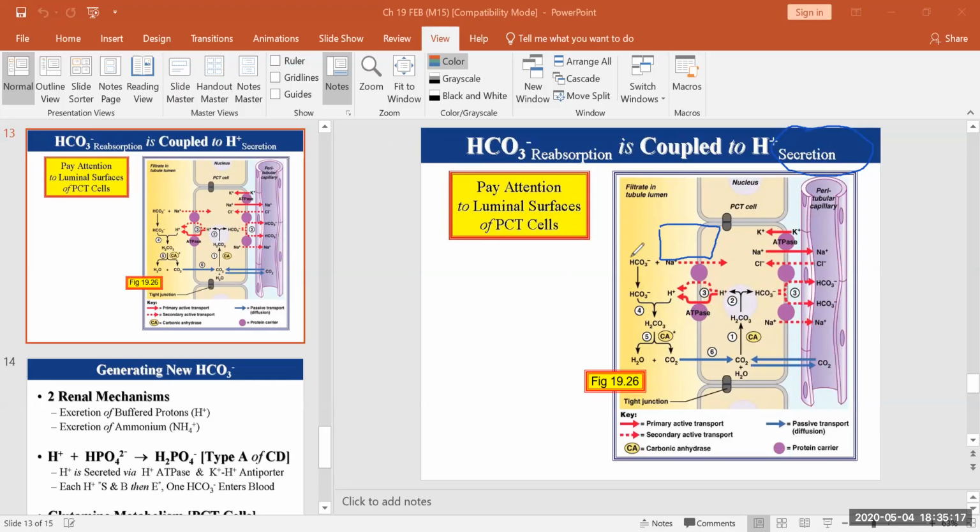Now, you have bicarbonate here, and this is at the PCT. So we are talking about the proximal convoluted tubule, right? So PCT cells. So what you have is, this was filtered out. So this is the renal filtrate here, coming from the renal corpuscle. So this was filtered out. So bicarbonate cannot get in. So what bicarbonate can do is basically it can reconvert back to CO2.